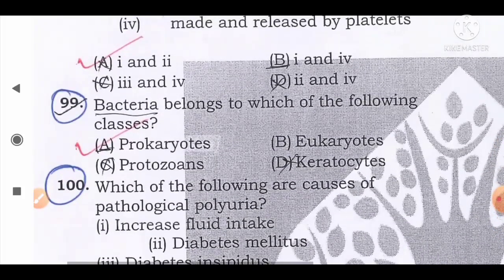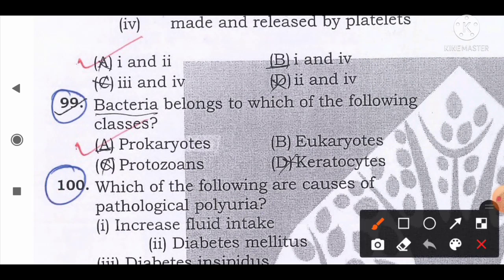Move to the next question, number 99. Bacteria belongs to which of the following classes? Option A, prokaryotes, B, eukaryotes, C, protozoans, D, keratocytes. One of the basic and repeatedly asked questions, and the correct answer for this question is that they belong to the prokaryotes. So option A, prokaryotes, is the correct answer for this question.